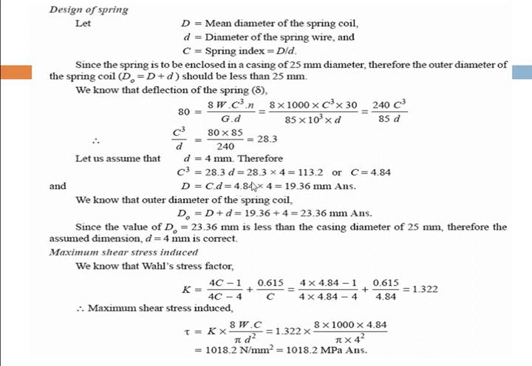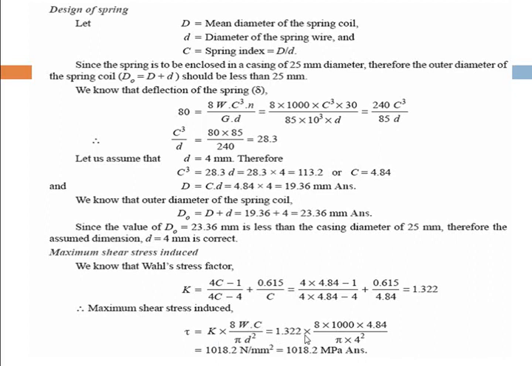Okay, then we need to find out the maximum shear stress value. We know that the Wahl stress concentration factor K is equal to 4C minus 1 by 4C minus 4 plus 0.615 by C. We need to find out this K value in order to find out the tau maximum shear stress. We got 1.322.